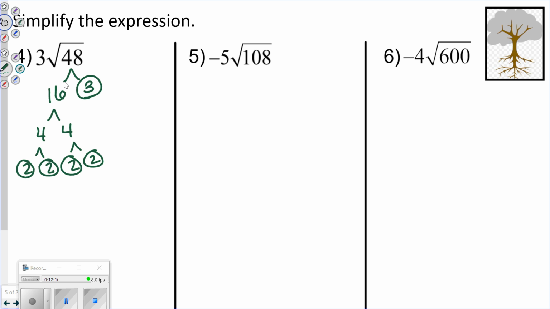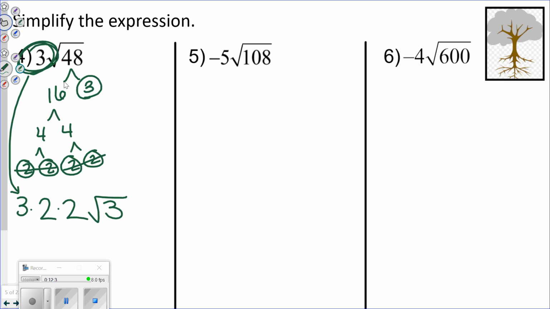Yes. All right, so we have a pair of 2s, so they come outside. This other pair of 2s comes outside. I got a single 3. Singles stay inside by themselves. What about this guy? He's outside. He stays outside, right? So he just comes down and he joins his friends outside. And then what do I do with all of these? Multiply. 3 times 2 times 2 is 12. And then radical 3.